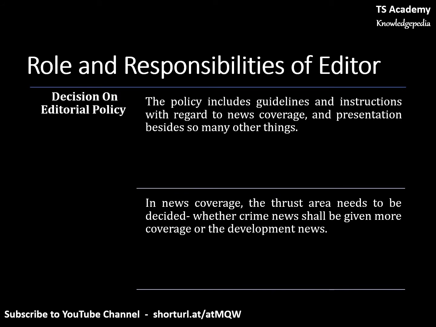As an editor, your first responsibility is to formulate an editorial policy and take a decision on it. Now, what is an editorial policy? Editorial policies are basically the guidelines, the rules, and the instructions that are set by every organization, and every reporter and the editor working in that particular organization is briefed about it. It's about the news coverage, what kind of news will be given more coverage in the paper as compared to the other and why.